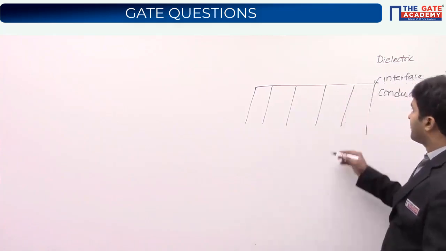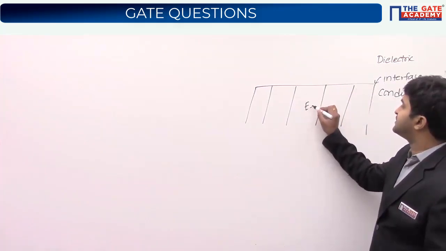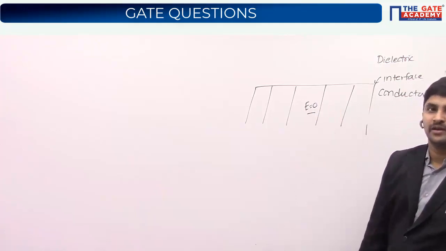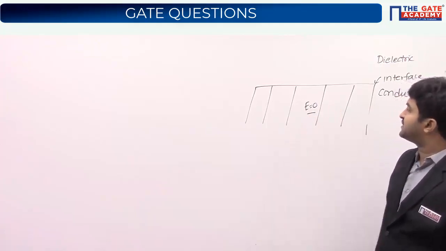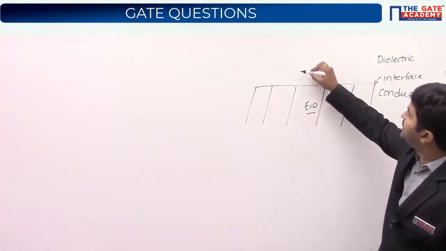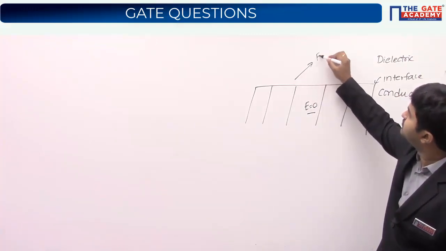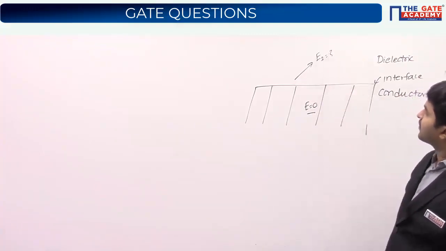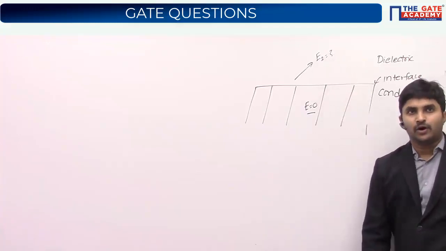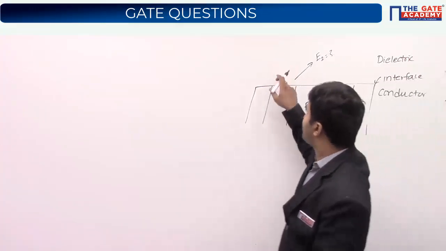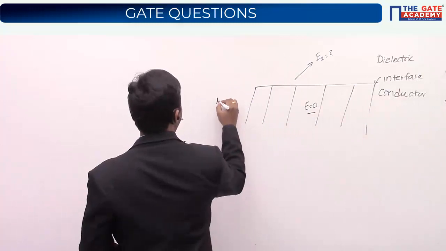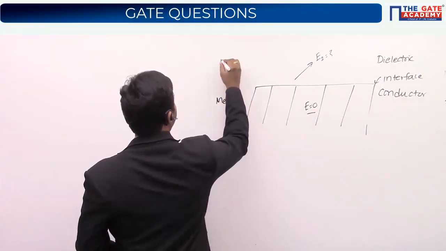Very good. The electric field inside the conductor is equal to 0. Now, if the electric field inside the conductor is equal to 0, what would be the electric field outside here? What would be the electric field in the other medium? This is medium 1. This is medium 2.